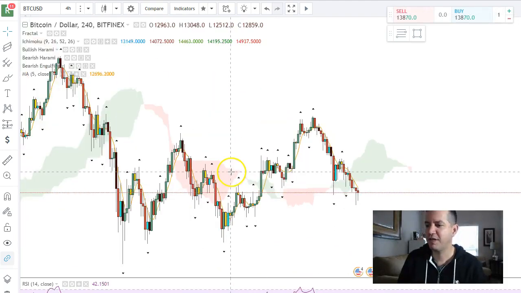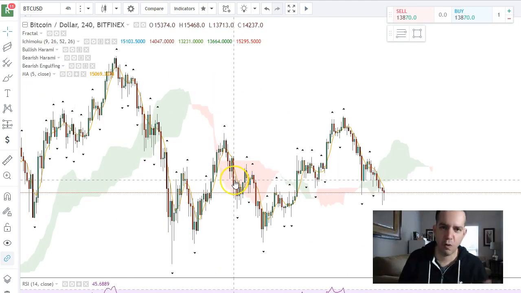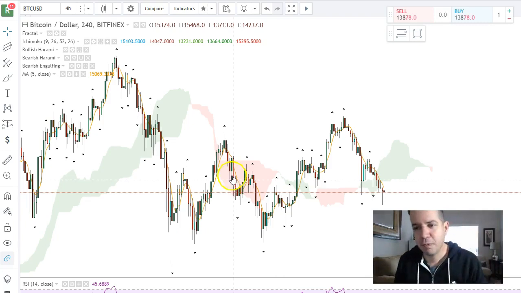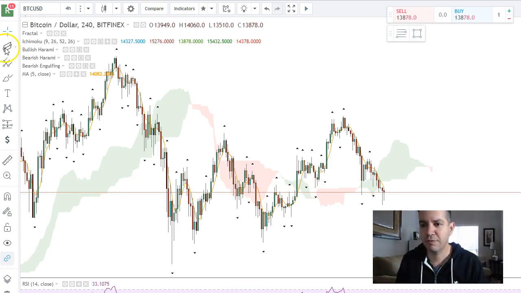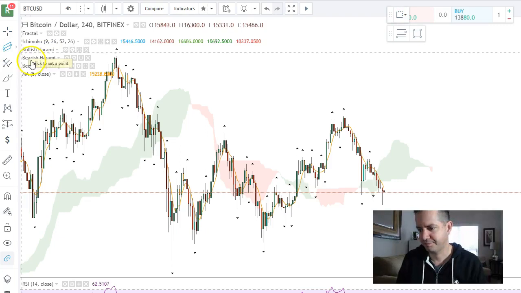Now, should we run for the hills, or is this normal price action? Those are your questions. Should we run for the hills, or is this normal price action? Let's pull out another tool. This tool is called the regression tool.